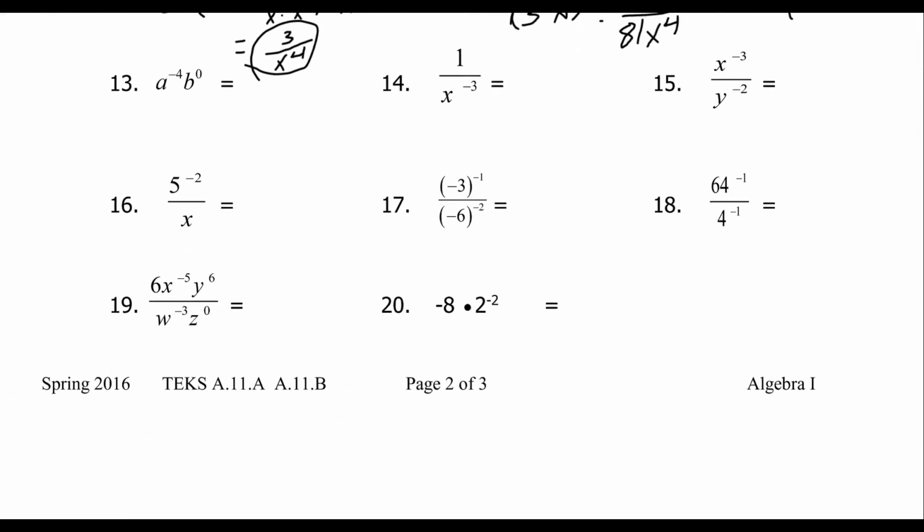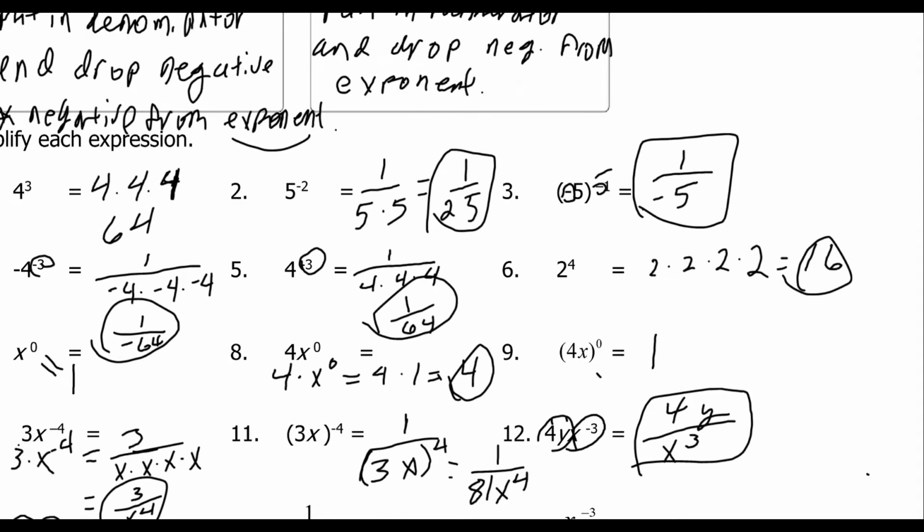Alright, number 13. Okay, we've got b to the 0, which is going to be 1. And then this right here, which is going to be 1 over a to the fourth, right? So let's go ahead and combine those together. So that's going to give us 1 over a to the fourth. There we go.